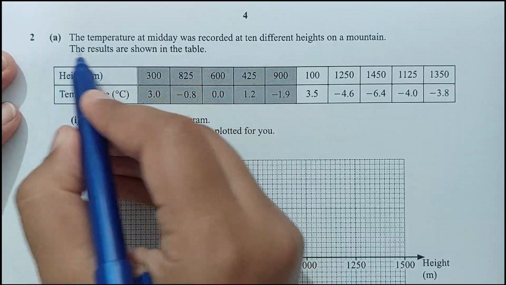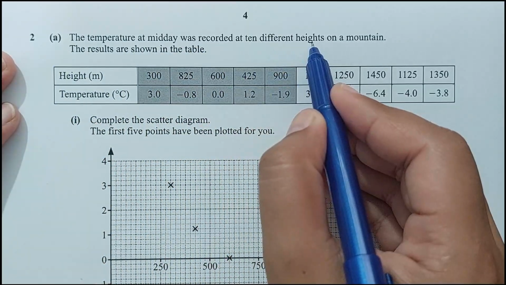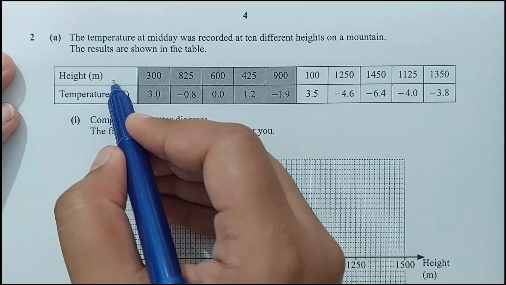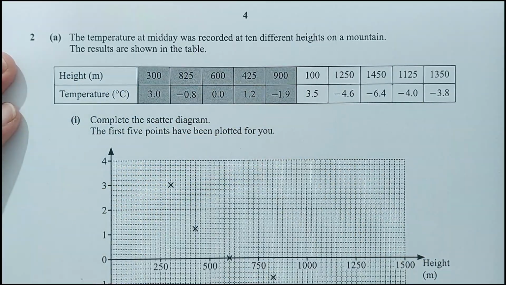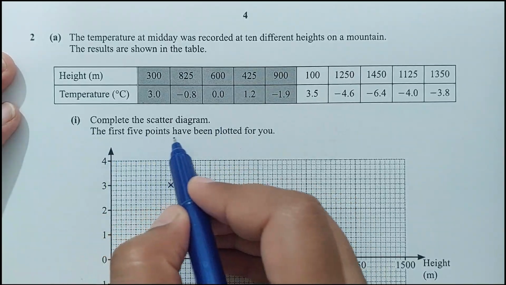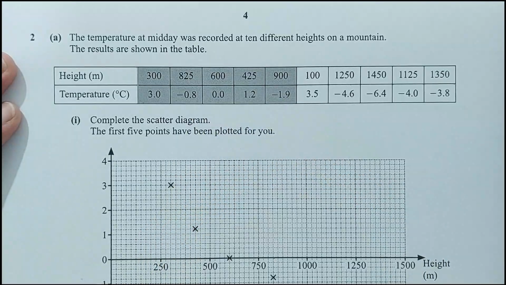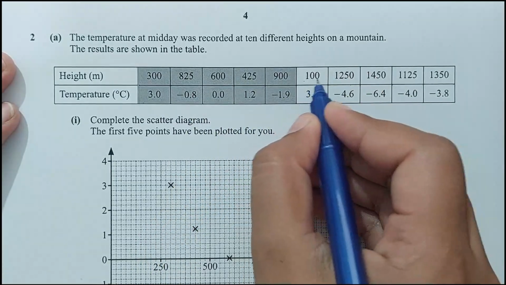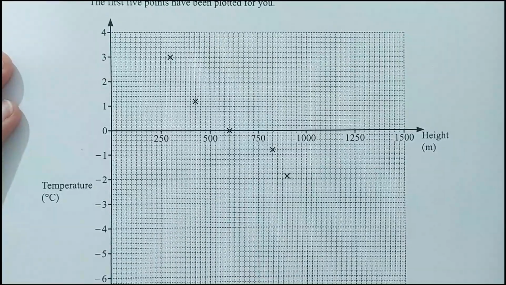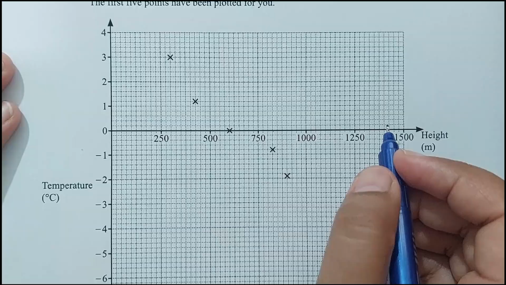Question number 2, part A. The temperature at midday was recorded at 10 different heights on a mountain. The results are shown in the table, the heights in meters and the temperature in degrees Celsius. Number 1, complete the scatter diagram. The first 5 points have been plotted for you. Okay, the next point is when the height is 100, the temperature will be 3.5. So this is the height, this is the temperature.